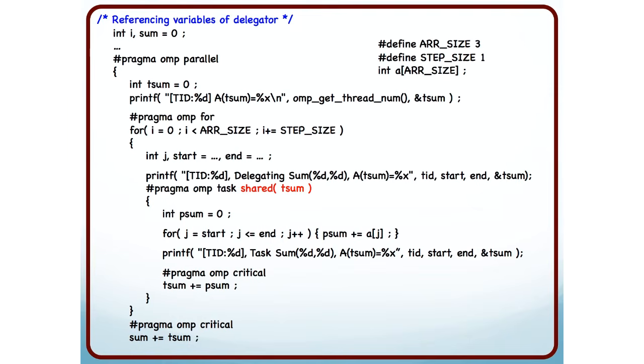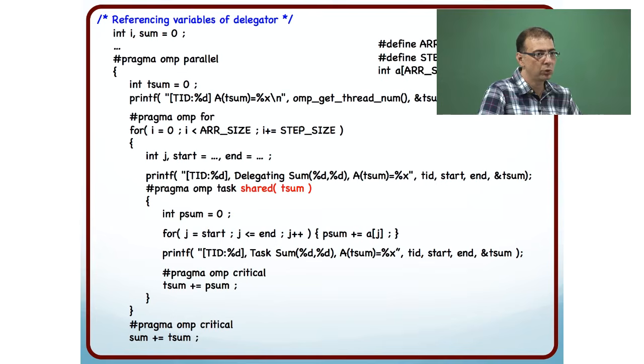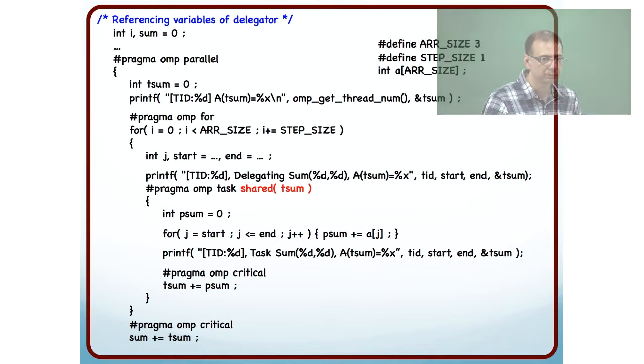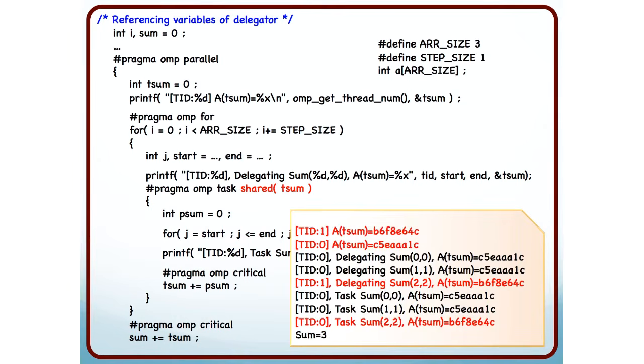What that tells OpenMP is that whenever tsum is accessed inside this code, inside the task, it actually refers to tsum for the thread that was invoking this task. So it won't create a new copy. It will keep a pointer to that location of the delegator. So this is the run of this.